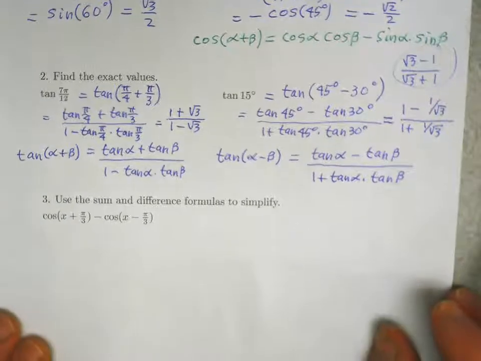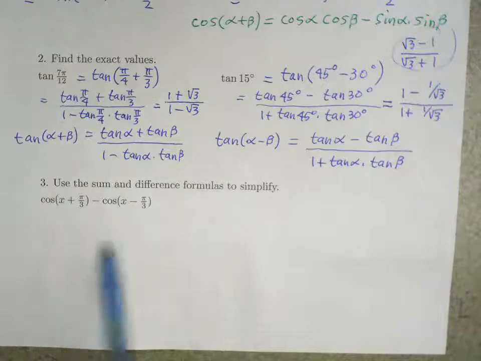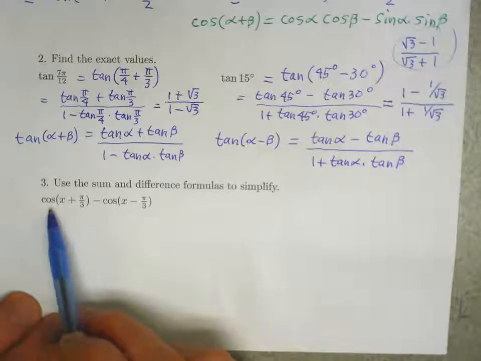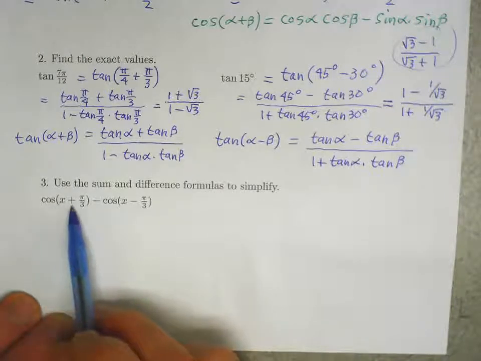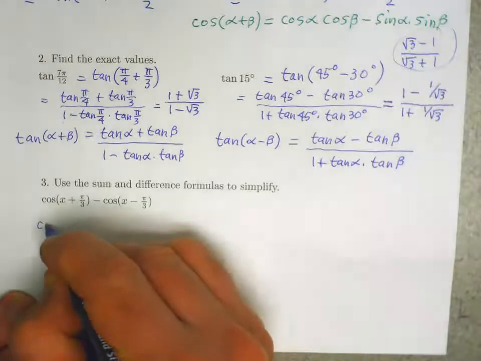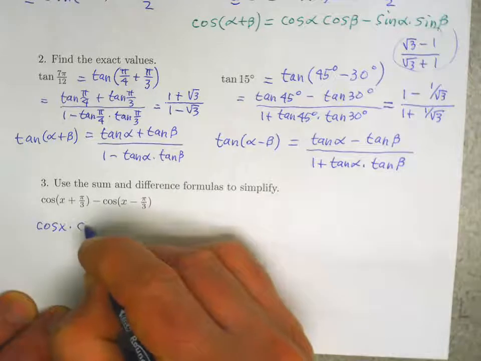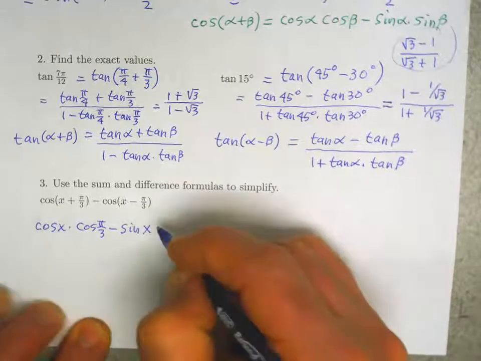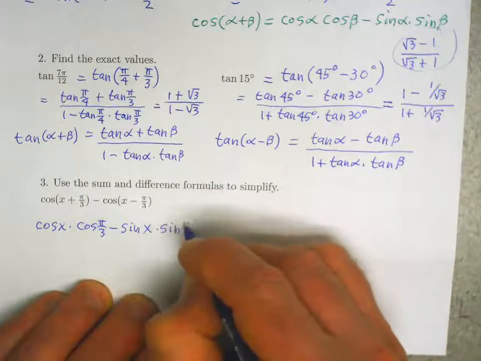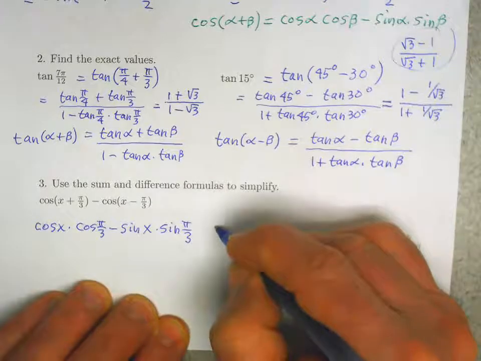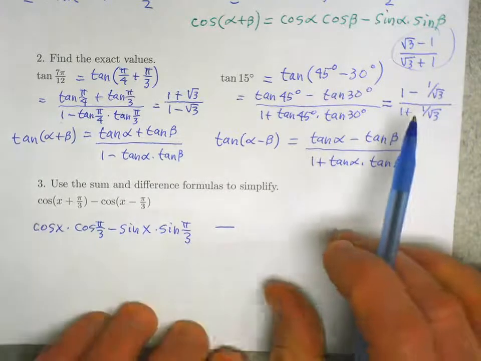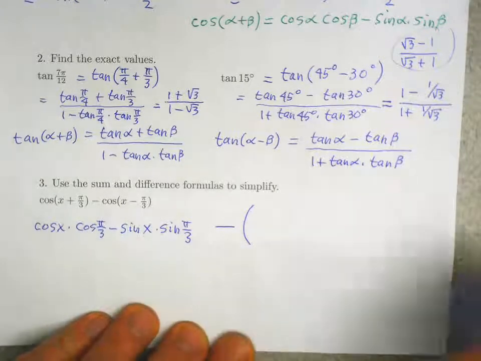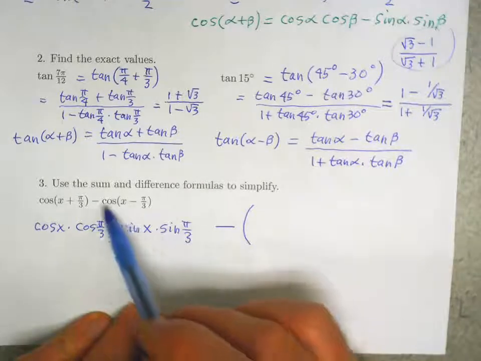Okay, let's work on this last problem. Use the sum and difference formulas to simplify. So we'll use the sum formula for cosine to simplify cosine of x plus pi over 3. So this is cosine of x times cosine of pi over 3 minus sine of x times sine of pi over 3. And then from that, we are subtracting everything we get from cosine of x minus pi over 3. So we'll put all of this in parentheses since we're subtracting it.